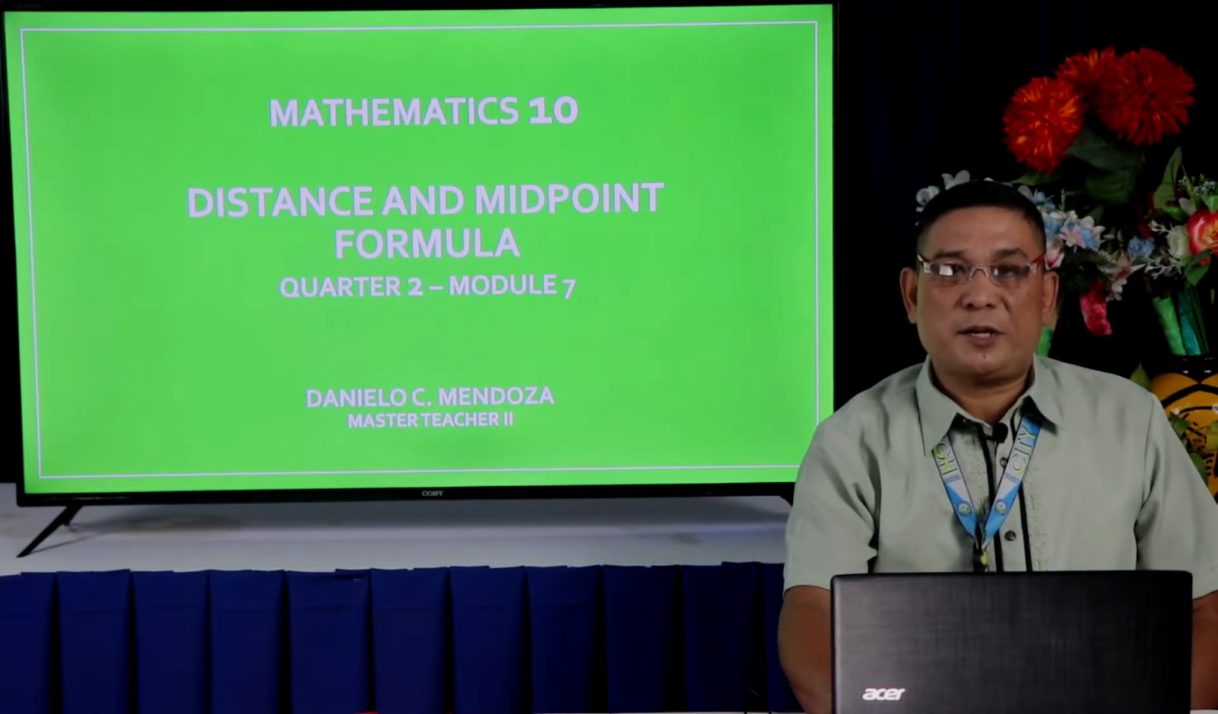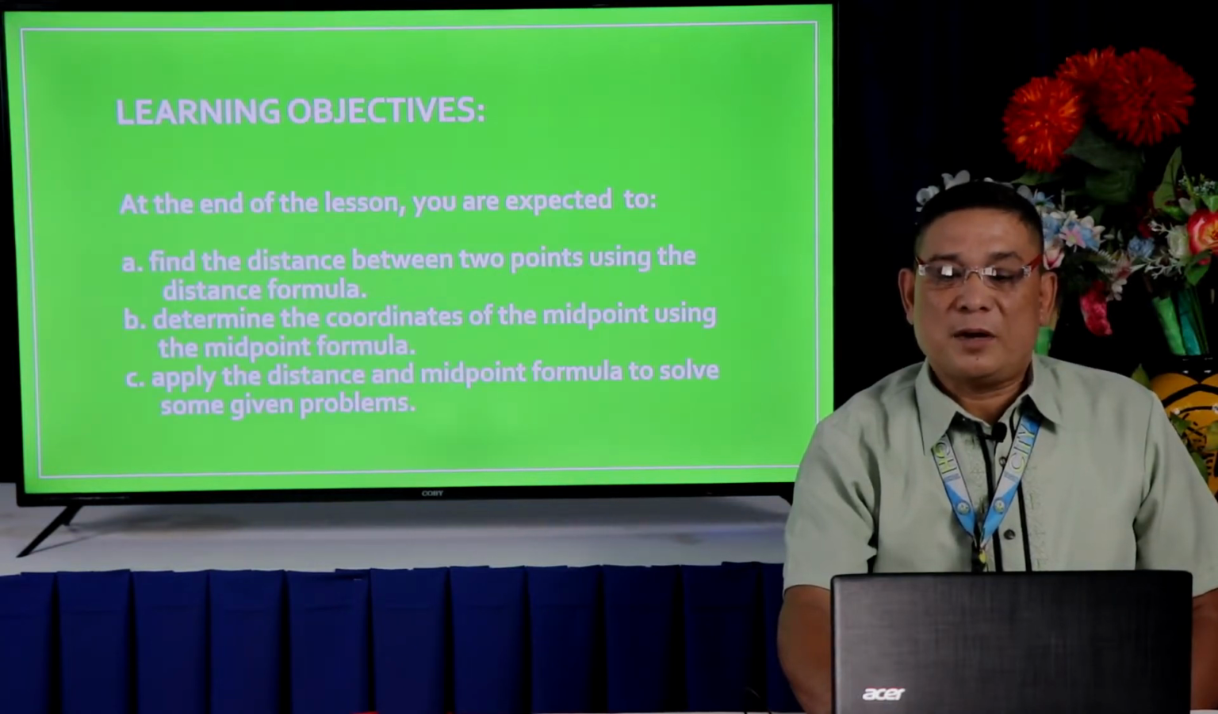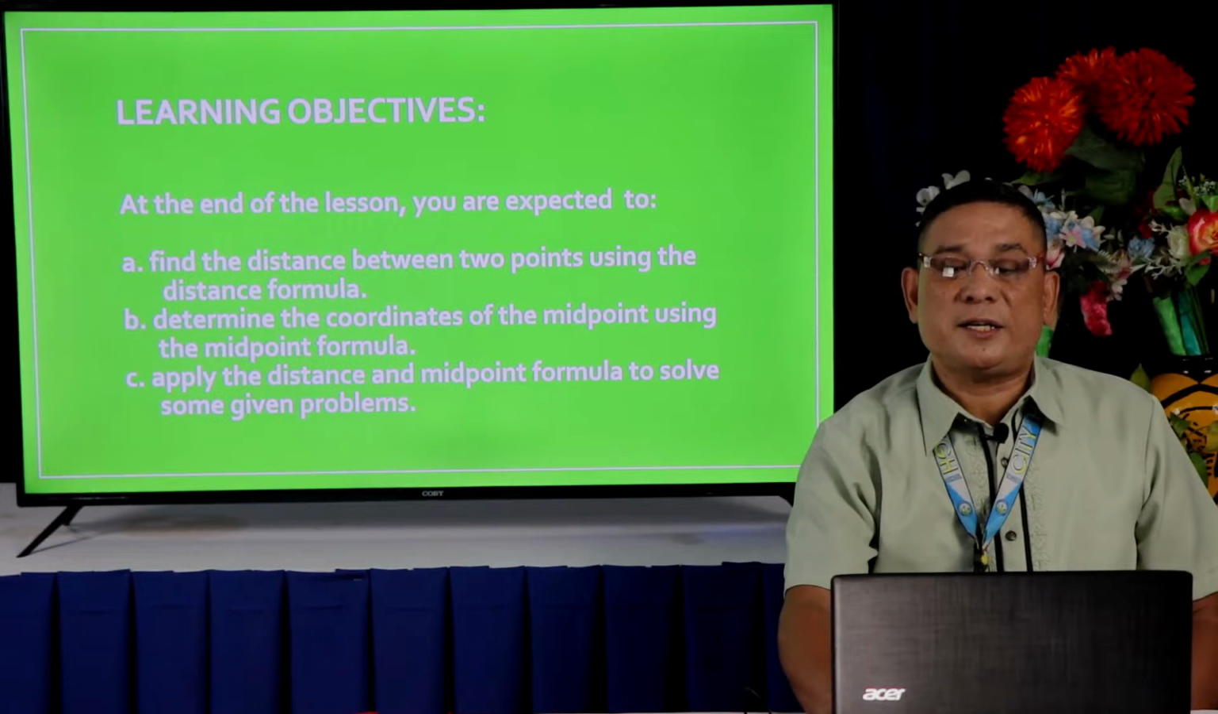Here are our learning objectives for today. At the end of this lesson, you are expected to find the distance between 2 points using the distance formula, determine the coordinate of the midpoint using midpoint formula, and apply the distance and midpoint formula to solve the given problems.